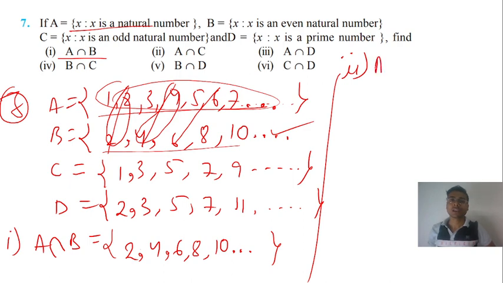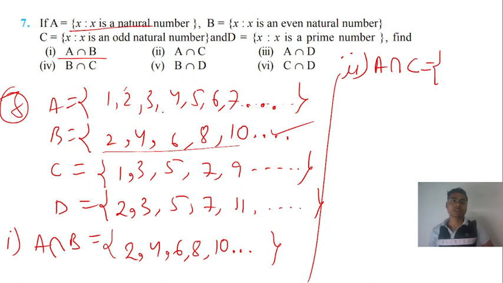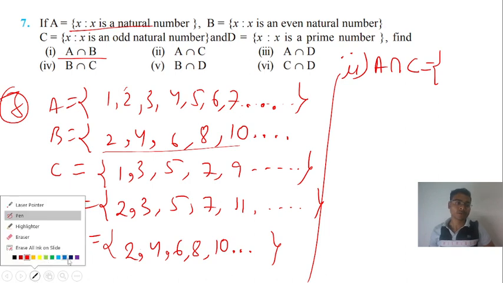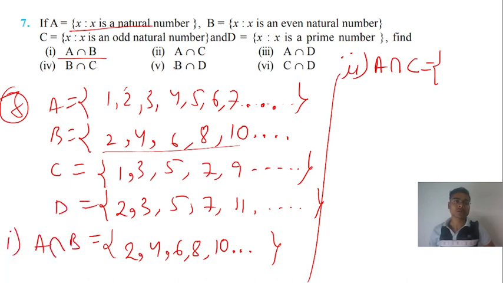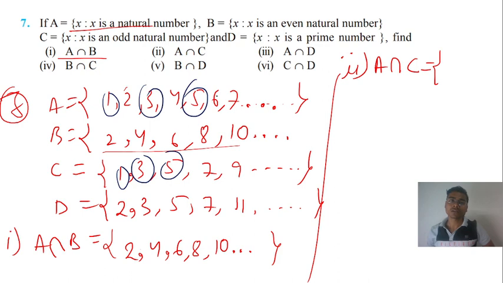Now we will have to find A intersection C. To find A intersection C, we will have to see the common elements between A and C. So what are the common elements in A and C? The common elements between A and C are 1, 3, 5, 7, and so on, which is none other than the set of odd numbers.